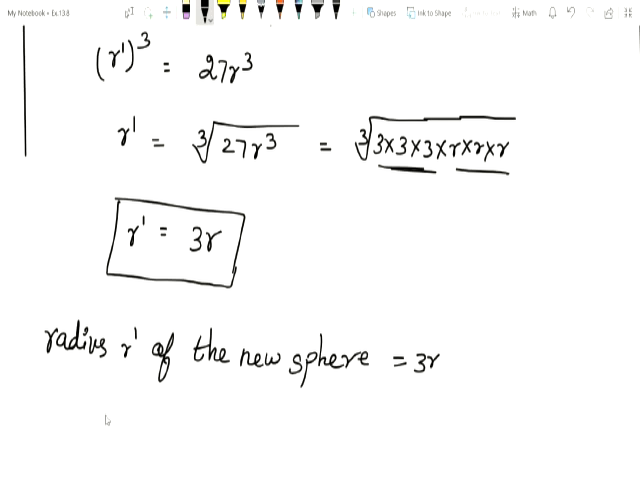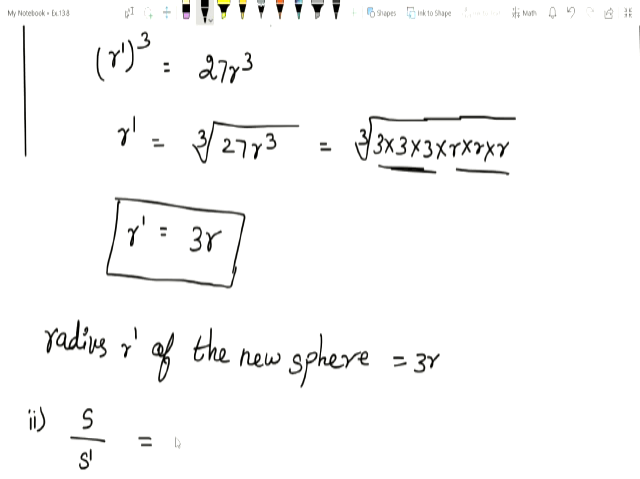Next, we are going to see the second substitution. We are going to solve this. The second substitution is a ratio of S and S dash. S represents the surface area of the solid sphere. S dash represents the surface area of the new sphere. So we are going to find the ratio of S by S dash, equal to S, the surface area of the solid sphere.